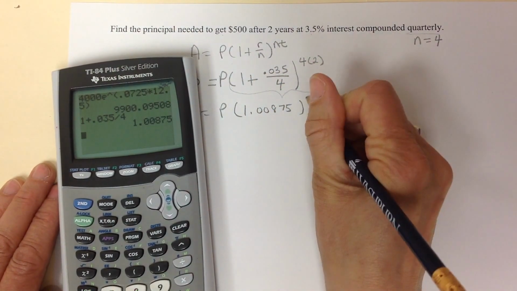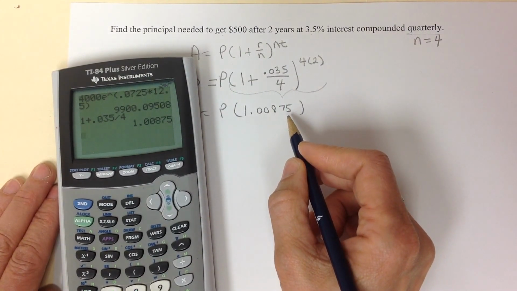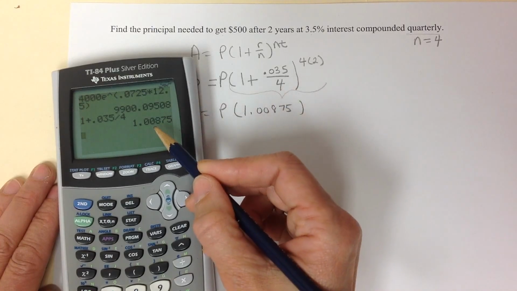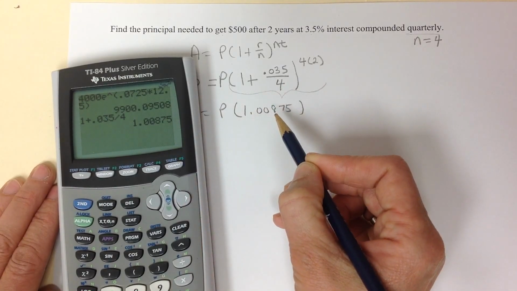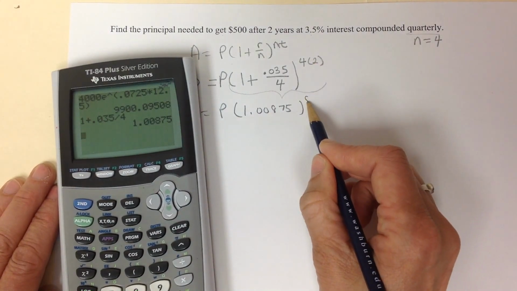1.00875. But do not round this. Your rounding should happen at the very end. So if you need to put things in the calculator at different stages, keep every decimal place that you are seeing. Don't round until the end. Now here, 4 times 2, that we can just do in our head. That's 8.